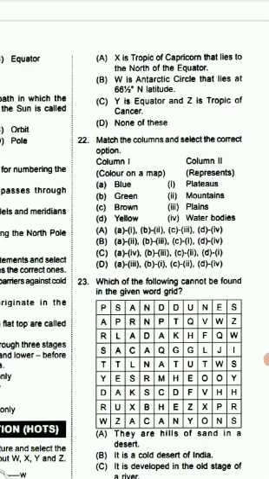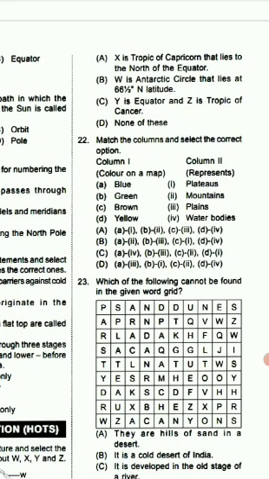Again I'll repeat. Blue is water body, green is plains, brown is mountains, and yellow is plateaus.